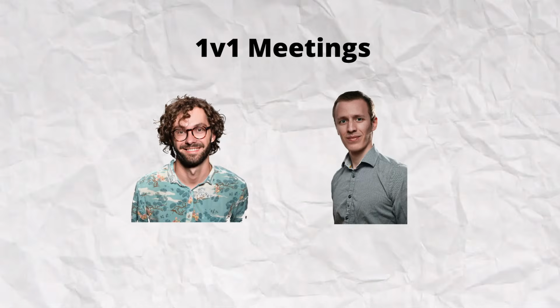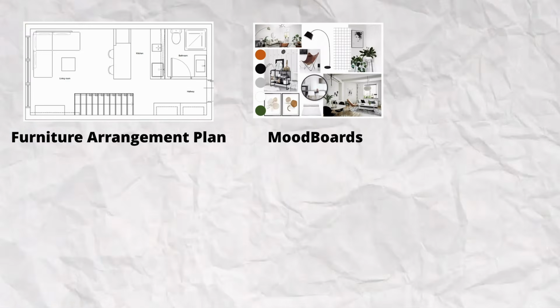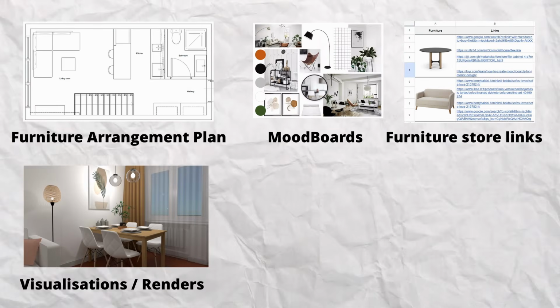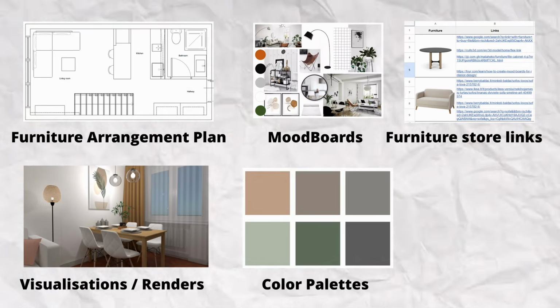Interior decorators mostly work with clients through online communication or one-on-one meetings. Their goal is to create an aesthetically pleasing home for a client with basic rules such as ergonomics, functionality, and interior design styles. They provide clients with five main things: a furniture arrangement plan, mood boards, links where you can buy furniture for your home, sometimes 3D renders and even visualizations, and a color scheme and the whole design perspective. Mostly color schemes are integrated into the mood boards, but some designers separate them.